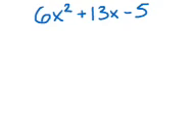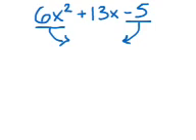Hi, I'm going to take you through the process of factoring by grouping step by step. We have a trinomial here, 6x squared plus 13x minus 5. The first thing we're going to do is take the first and last terms and multiply them together.